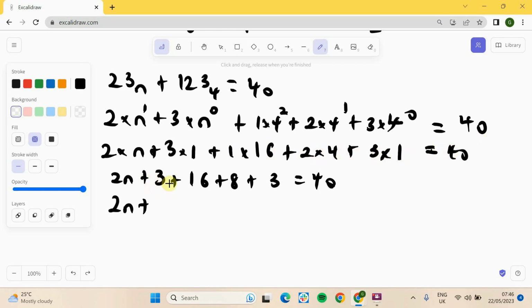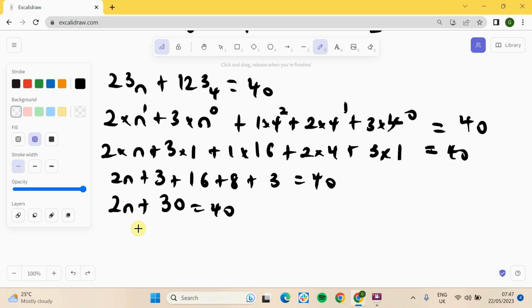Okay, so 2n plus 3 plus 16 plus 8 plus 3. 3 plus 16 is 19. 19 plus 8 is 27. 27 plus 3 is what? That's 30. Right? Is equal to 40. So that's good. Sometimes I have to just go back to be sure that I didn't make any mistake. So 2n. So what are we going to do now?